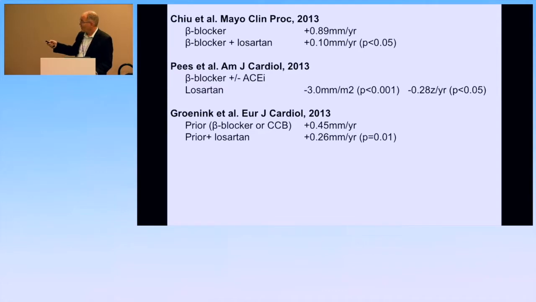First, in Taiwan, Chu and colleagues, using an experimental design that was identical to ours, observed about a 9-fold reduction in aortic root growth rate once losartan was added. Pease and colleagues in Austria observed a significant decline in normalized aortic root growth rate and a decline in aortic root Z-score. And Groening and colleagues in the Netherlands, in a trial in adults with Marfan syndrome, saw a significant decline upon addition of losartan to standard therapy.